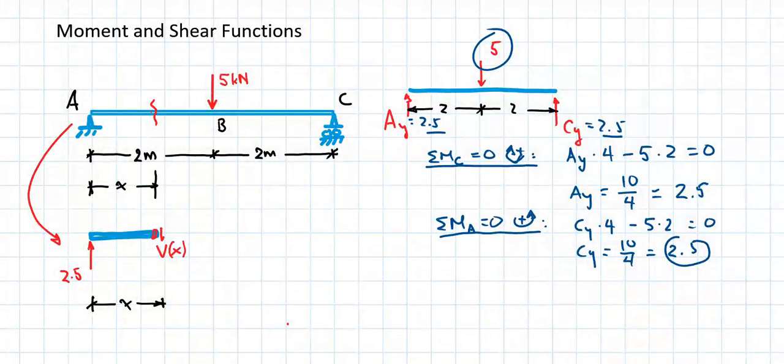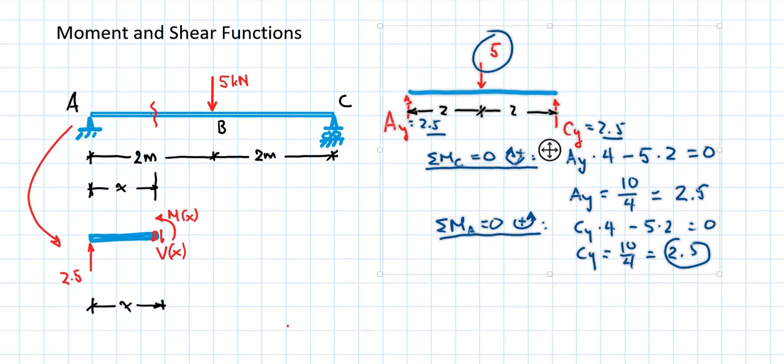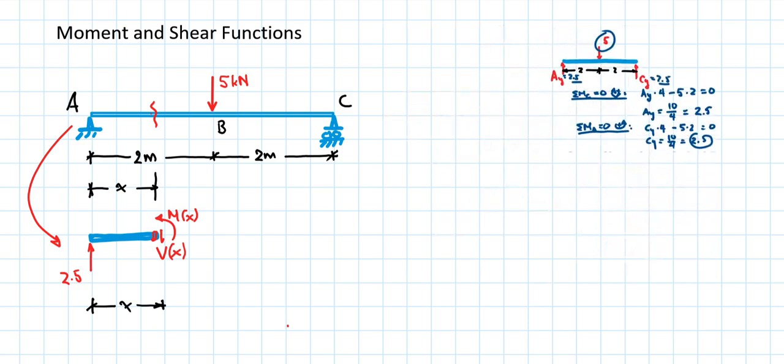So I put here the moment, I'm going to call it moment at X. And then I have the shear and the moment in the positive direction. Okay, we can get rid of this. And you guys know how to do this already, right?